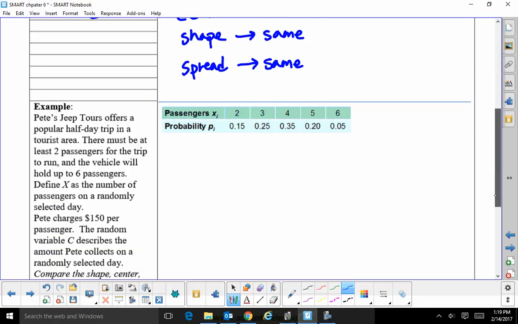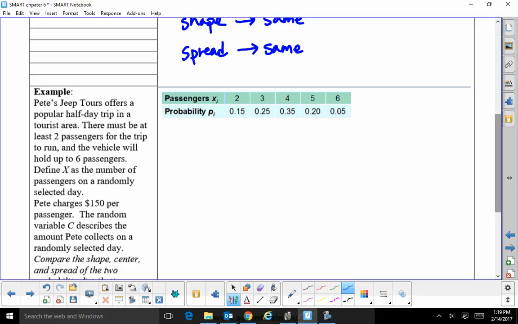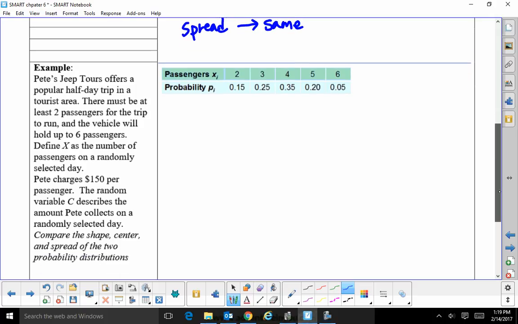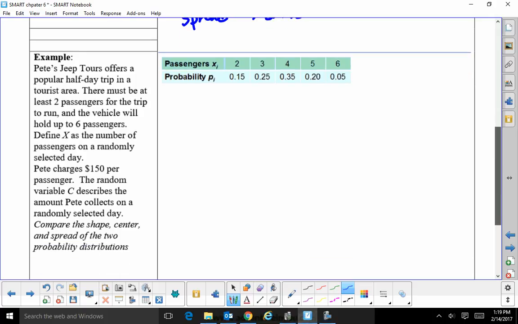Okay, so this is an example. Pete's Jeep Tours offers a popular half-day trip in a tourist area. There must be at least 2 passengers for the trip to run, and the vehicle will hold up to 6 passengers. Define X as the number of passengers on a randomly selected day.